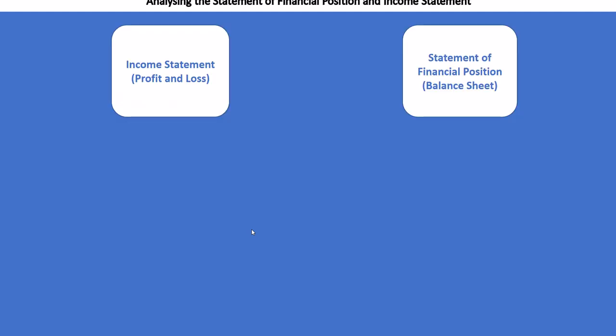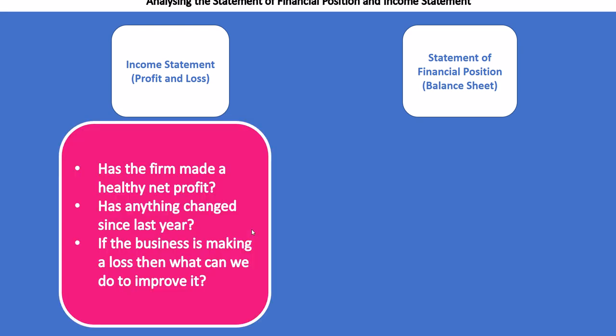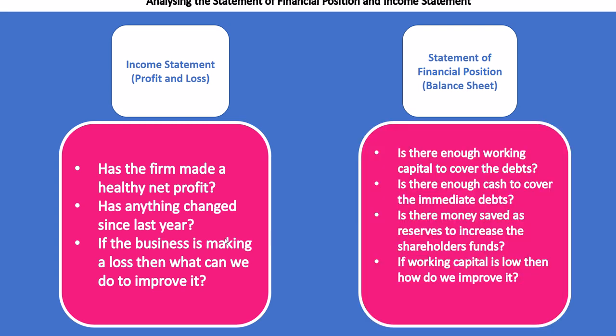So to get a distinction, you need to be able to analyse both of those documents. If you get one, these are the questions you should ask yourself. Has the firm made a healthy net profit? Has anything changed since last year? If the business is making a loss, then what can we do to improve it? On the balance sheet, is there enough working capital to cover the debts, as I just said? Is there enough cash to cover the immediate debts?